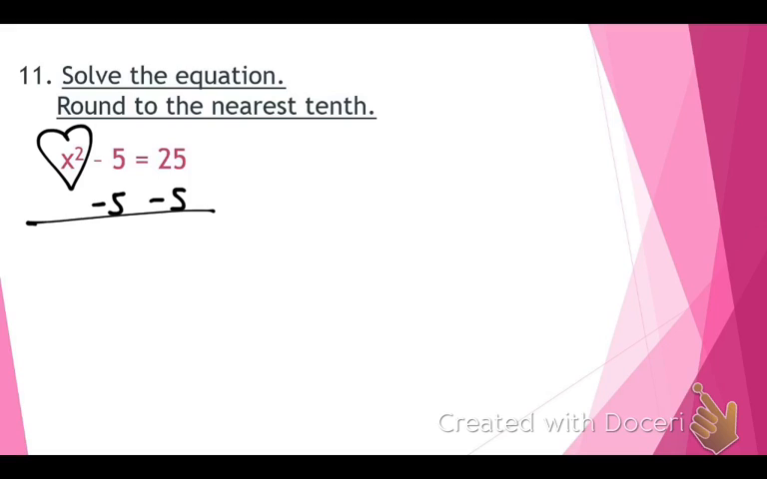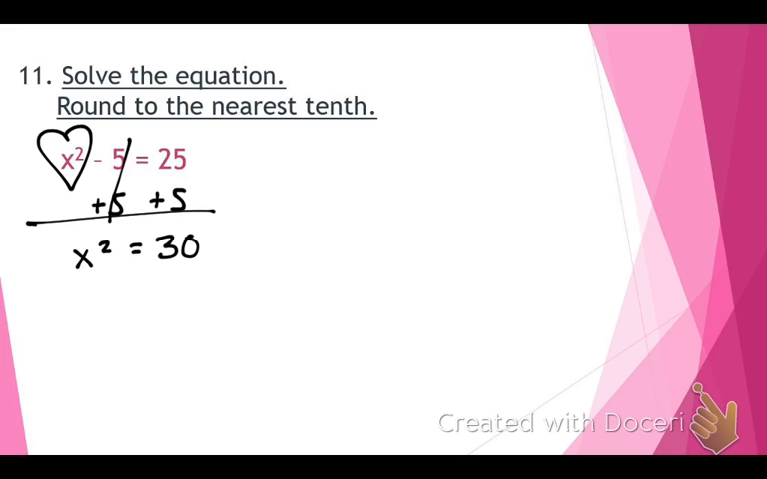Disagree. You have to do the opposite, because here's what would happen. If I did that, I would get negative 10. My goal is to get rid of it. So, Landon, what should I do instead? Add 5 to both sides. Okay, so this would cancel out. I'm left with x squared equals, what's 25 plus 5?